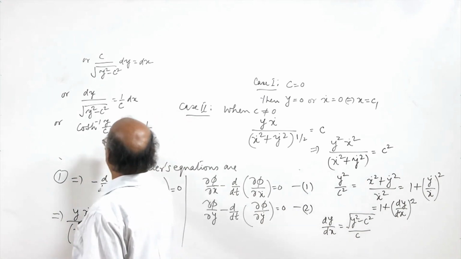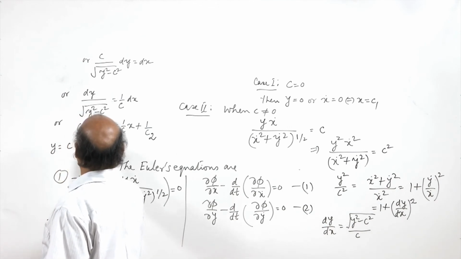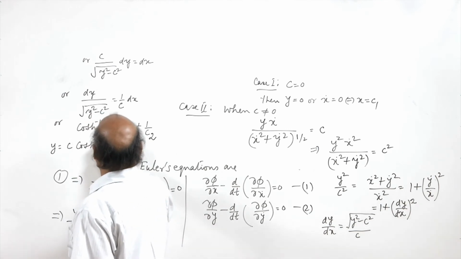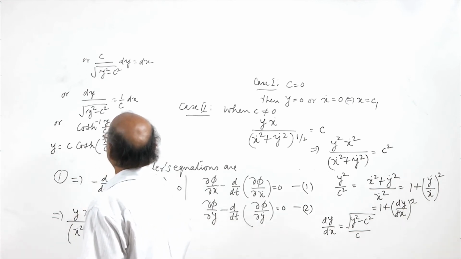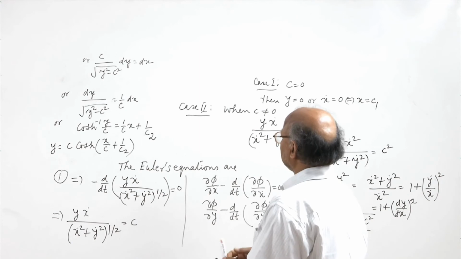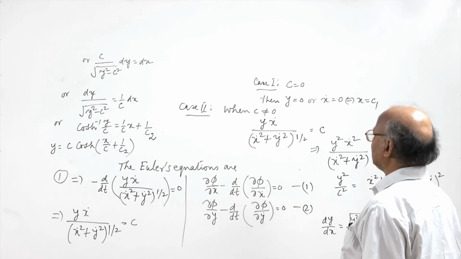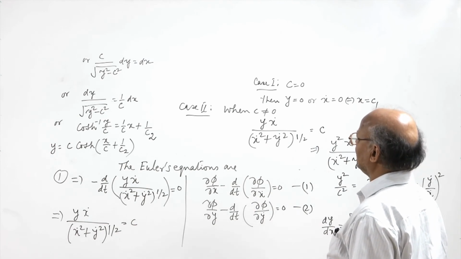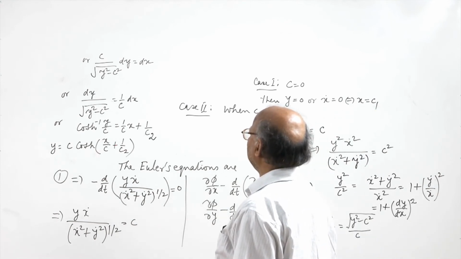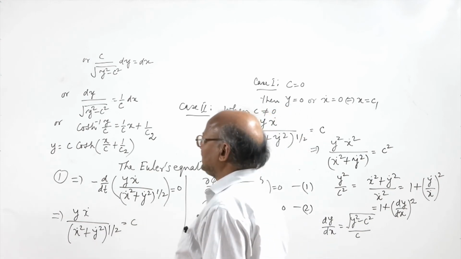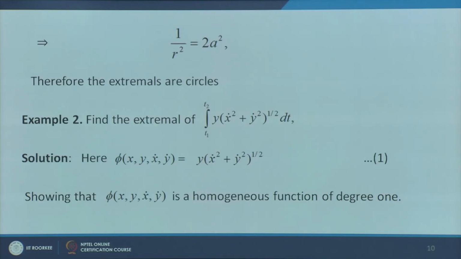So then what we will get, y equal to c times cos hyperbolic (x by c plus 1 by c2). So one solution we had as y equal to 0, another solution was x equal to c1, and this is the third solution, y equal to c times cos hyperbolic (x by c plus 1 by c2). So there are three extremals of the given problem, which we have found by solving the first Euler's equation.